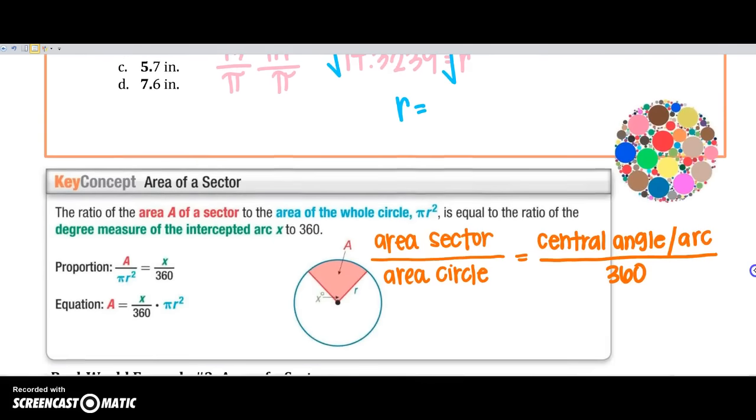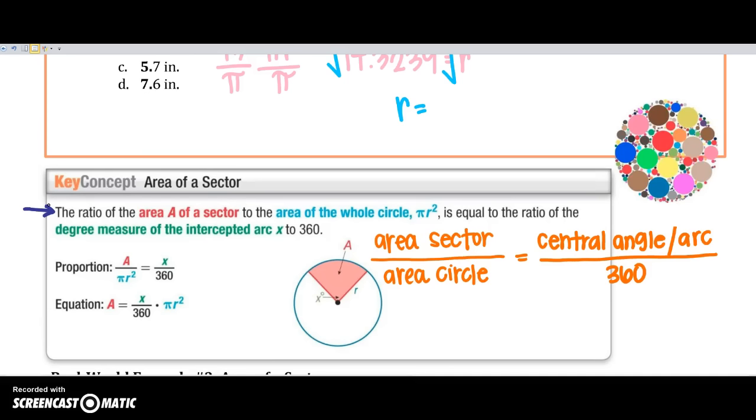All right, something new that we're going to talk about is the area of a sector, which just means if I'm cutting a pie, or if I have a piece of pizza or a whole pizza, how much of that whole pizza am I getting? So, you know, we always want the bigger piece of pie than maybe our sibling gets. So, the ratio of the area of the sector to the area of the whole circle, pi r squared, is equal to the ratio of the degree measure of the intercepted arc to 360.